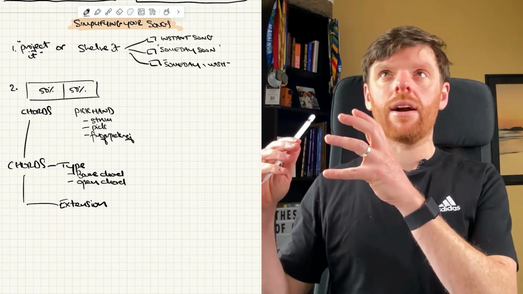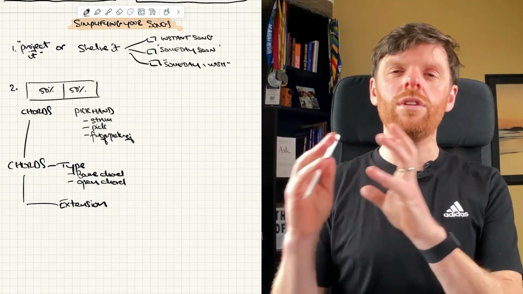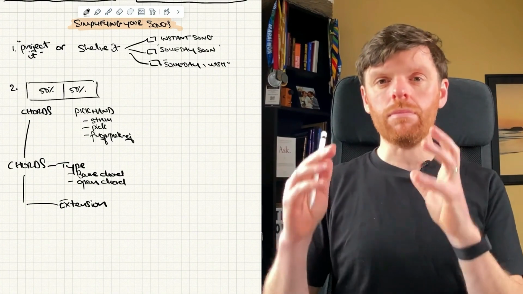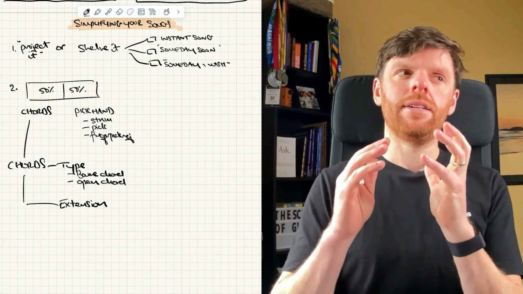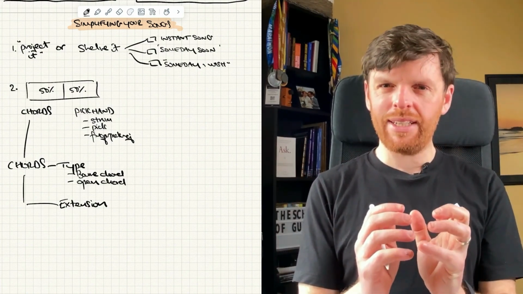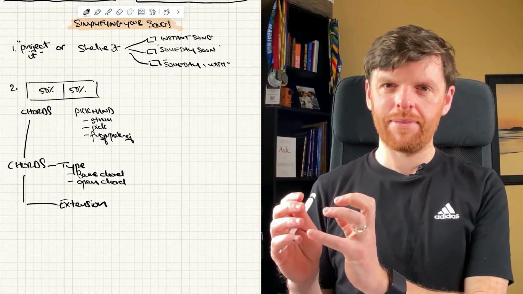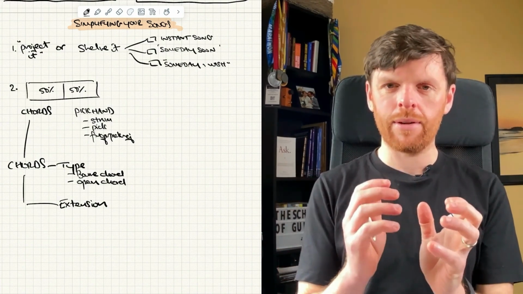Extensions are just 1 degree off the original chord. So with the G chord, that's a regular chord. G7 would be an extension of the G chord, right? So it's just another type of chord.